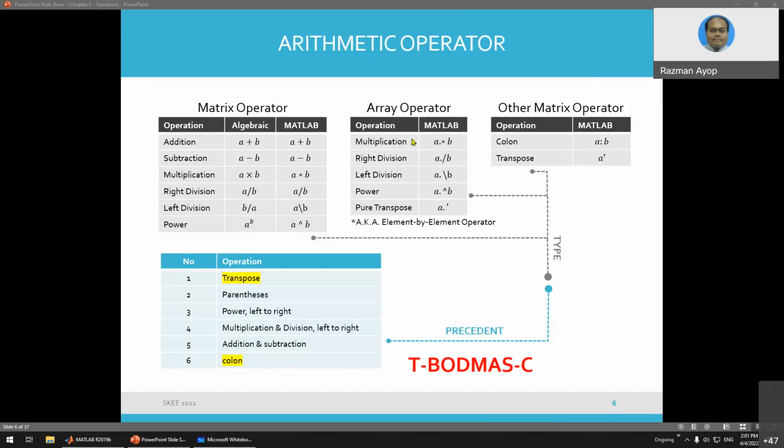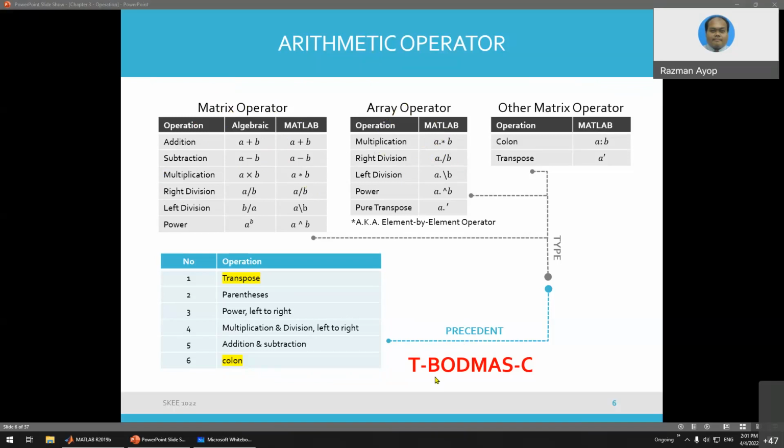Now today we will talk about the array operation. For array operation, basically you just have to put a dot. So matrix operation and array operation are quite different, so make sure you know the difference. Matrix operation is the standard matrix calculation. Array operation is more towards array calculation. I will show you later.